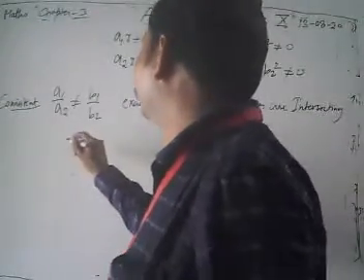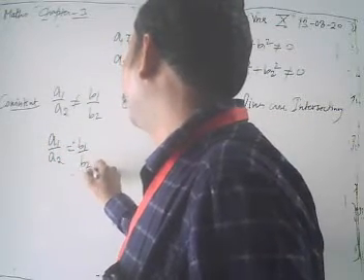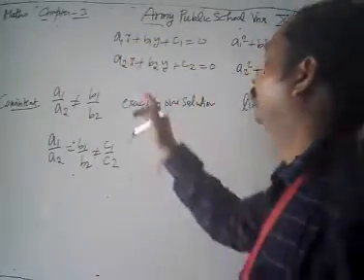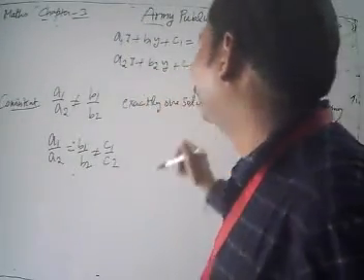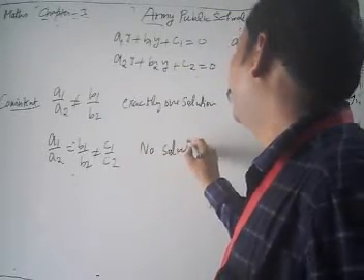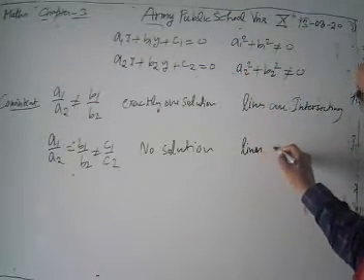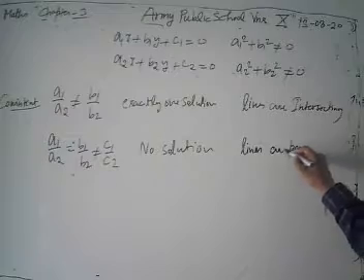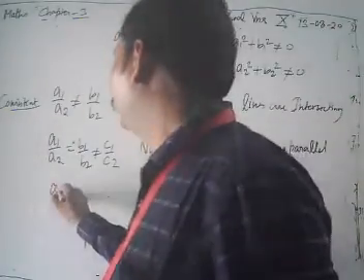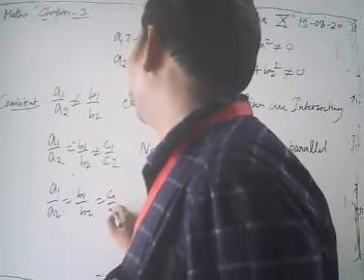Then what is our second case? a1 by a2 is equal to b1 by b2 is not equal to c1 by c2. This means the ratios are equal, but the constant terms are not equal. In this case we have no solution, which means our lines are parallel to each other.